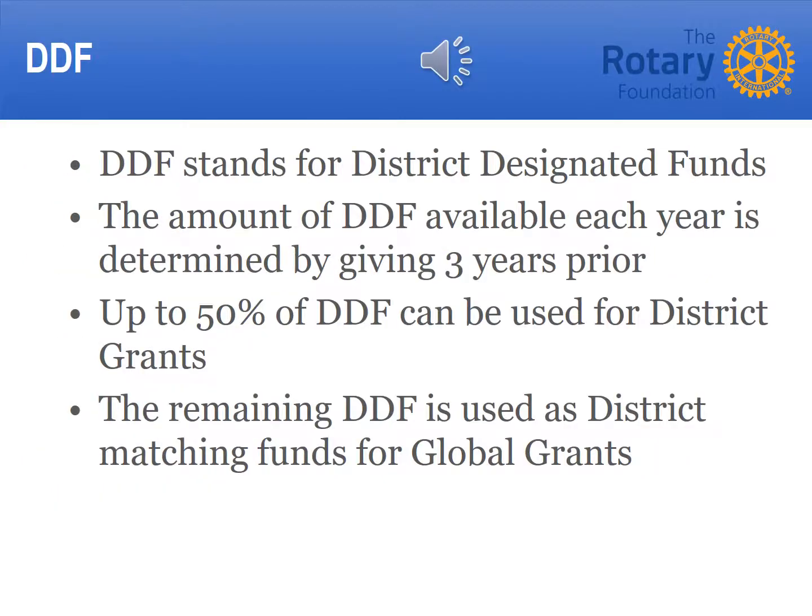We've mentioned DDF several times during this seminar. DDF stands for District Designated Funds. The amount of DDF available in the district each year is determined by the generosity of Rotarians 3 years earlier. You're giving to the annual fund. Up to 50% of the DDF received each year can be used for district grants. The remaining DDF is used as district matching funds for global grants.